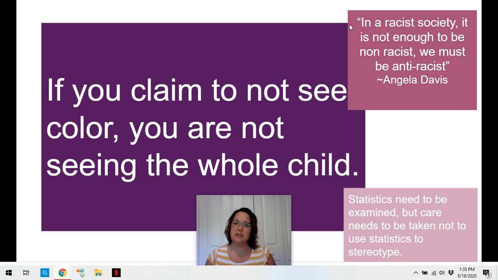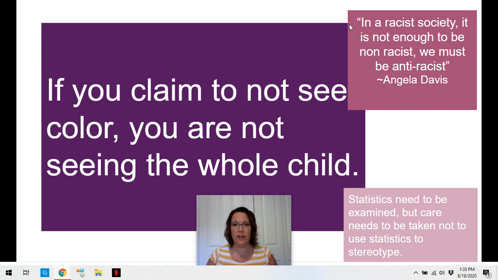If you claim not to see that, saying, I don't see color in my classroom, all kids are just kids, you're not seeing the whole child, because being not white is part of their identity, and it's a beautiful part of their identity, and it's something that we need to pull in rather than shut down. So don't discolor your students, don't erase them, see them, but also see them without stereotype.